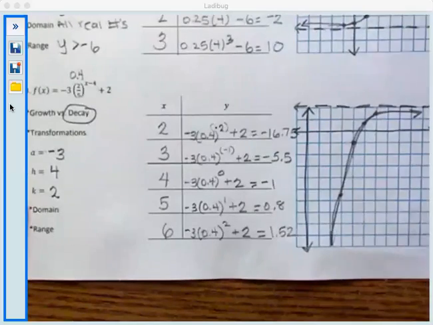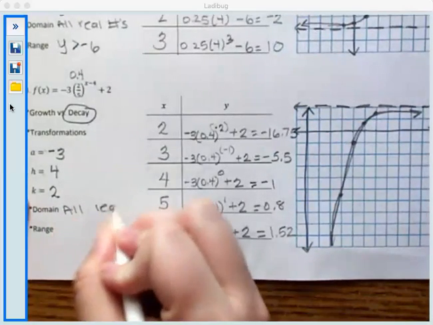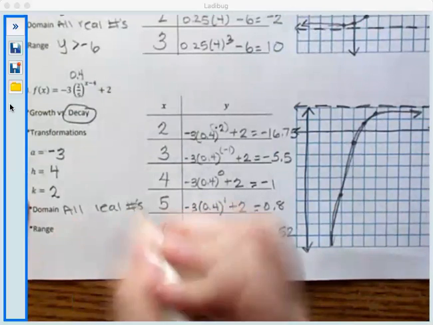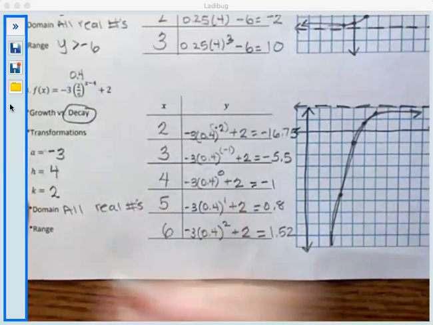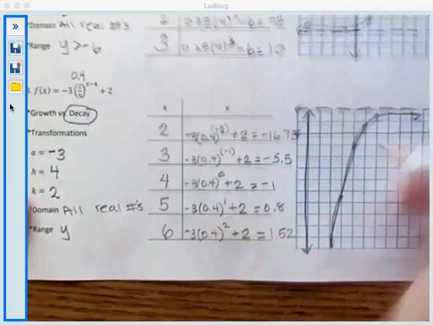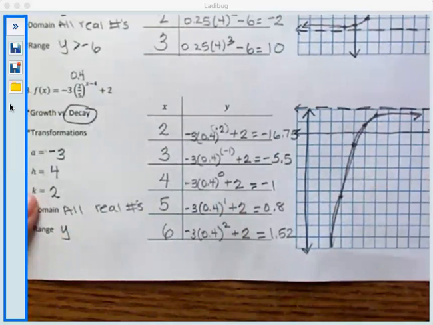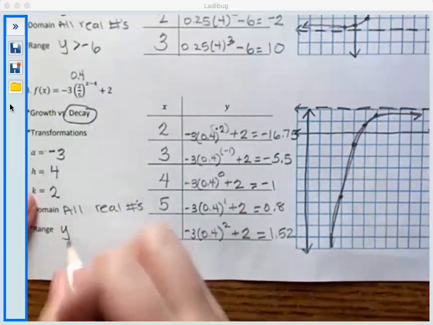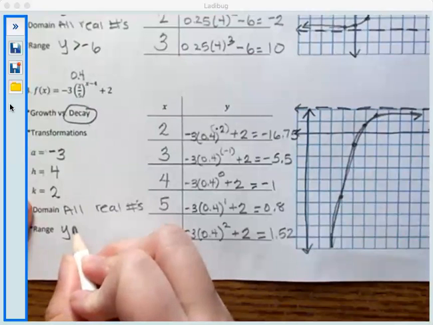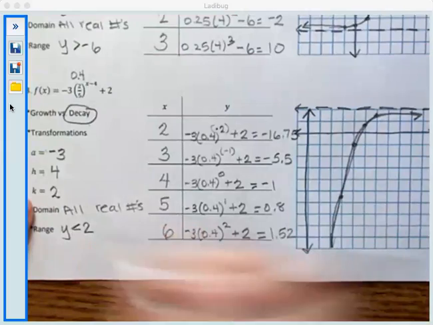Our domain goes as far left as it goes right, so it would be all real numbers. And our range is going to be y. In this case, it's going to be less because we are going down. So this is going to be less than. So y has to be less than 2.